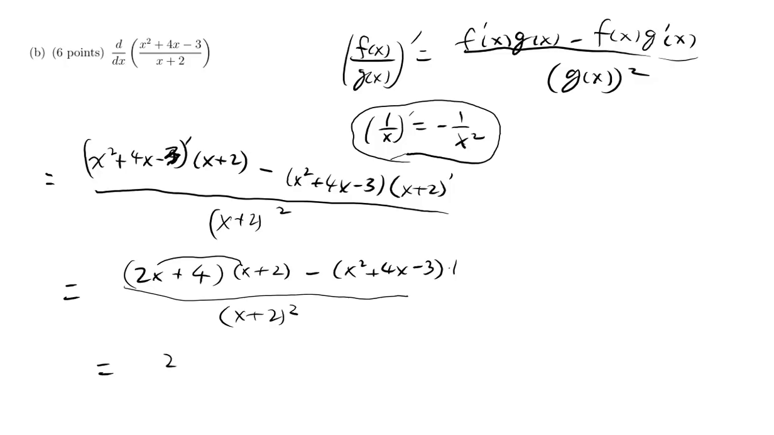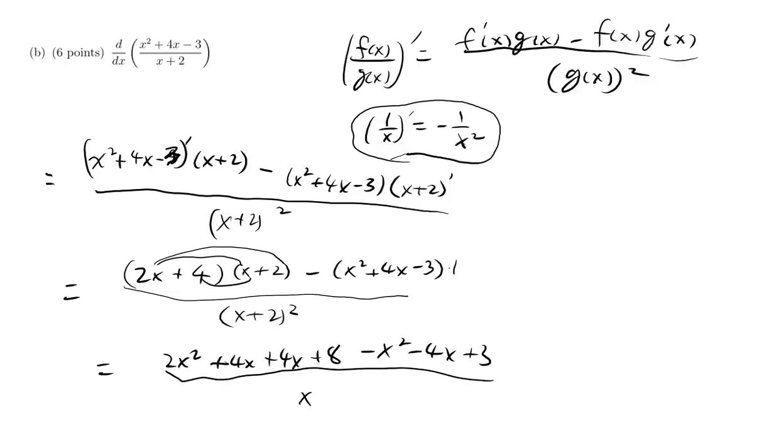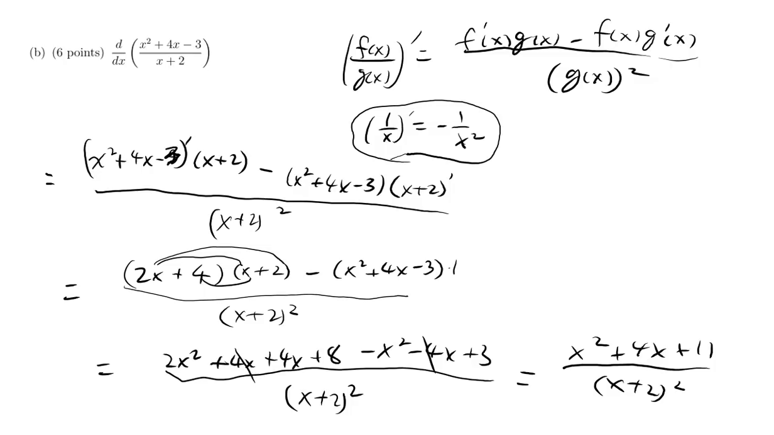2x times x is 2x squared, 2x times 2 is 4x, 4 times x is 4x, and 4 times 2 is 8, minus x squared minus 4x plus 3, all over x plus 2 squared. 2x squared minus x squared is x squared. 4x and negative 4x would cancel, and you're left with 4x, and then 8 plus 3 would be 11 over x plus 2 squared. So that's the final answer.